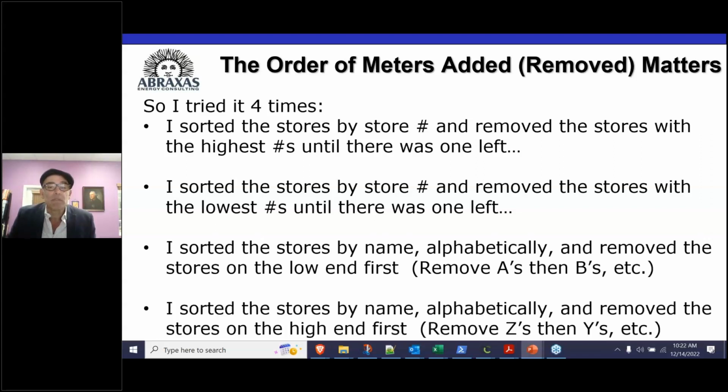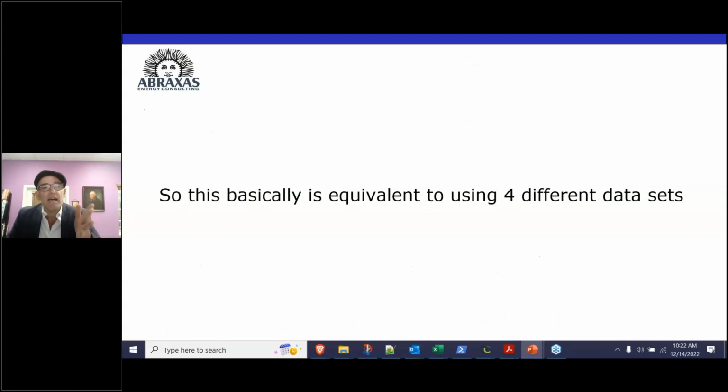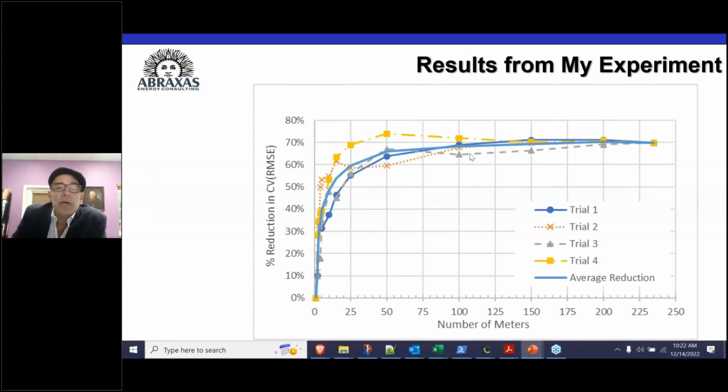Okay. So basically I had 4 different data sets. Really, it was one data set, but I just removed meters in different orders. It was totally arbitrary. I didn't pick the best ones. I'm not really trying to prove anything. I was just trying to figure out what would happen. And this is graphically what it looked like. So these are the 4 trials. I don't remember which is alphabetical or which is store number, and I don't think it matters.